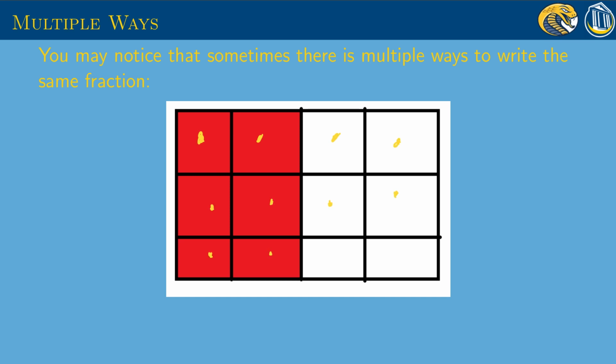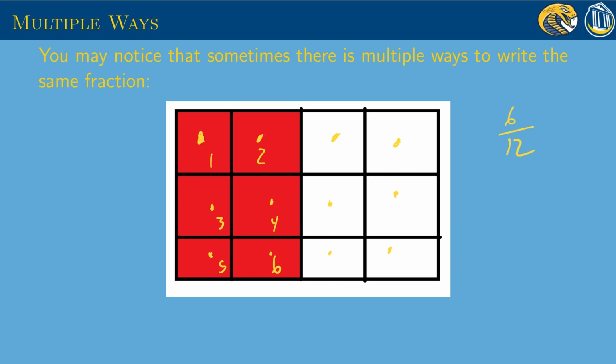can see that we have 12 squares total. How many of them are red? 1, 2, 3, 4, 5, 6. We could represent this fraction as 6 over 12 of them are red.